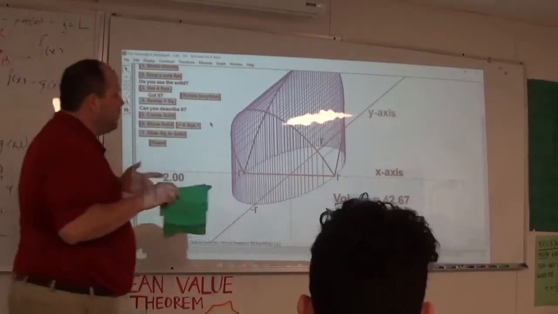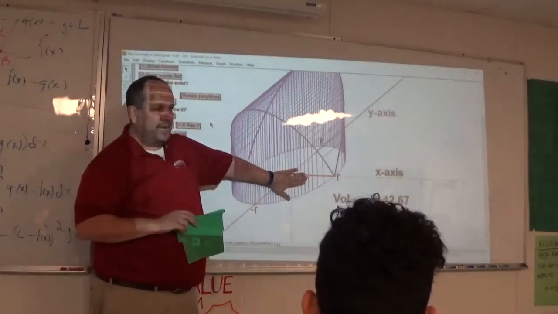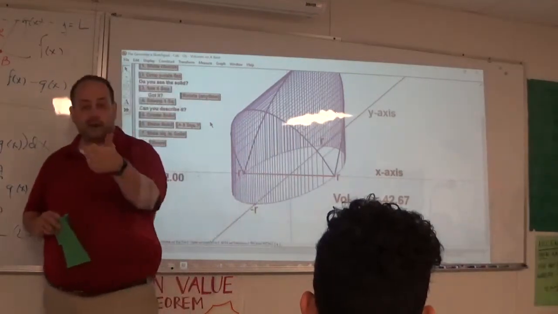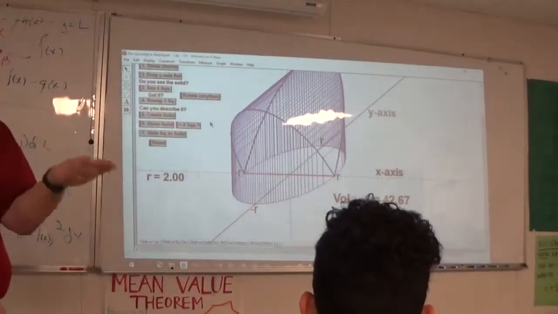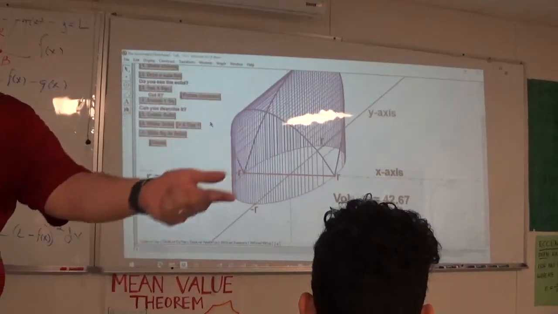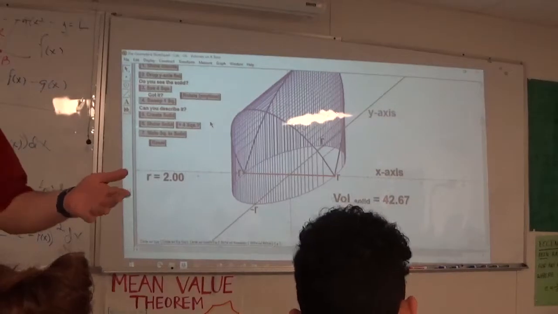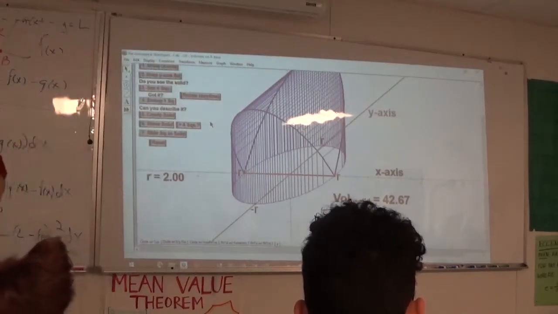The objects that we're going to look at, I'm going to define the base for you, and then I'll tell you about the slices. We could do squares, you could do other friendly slices, like semicircles, like right isosceles triangles, like equilateral triangles. But it'll be one consistent slice for the whole shape.